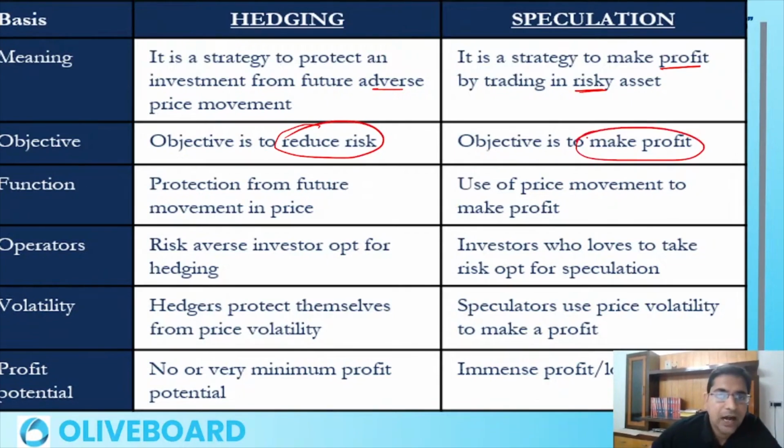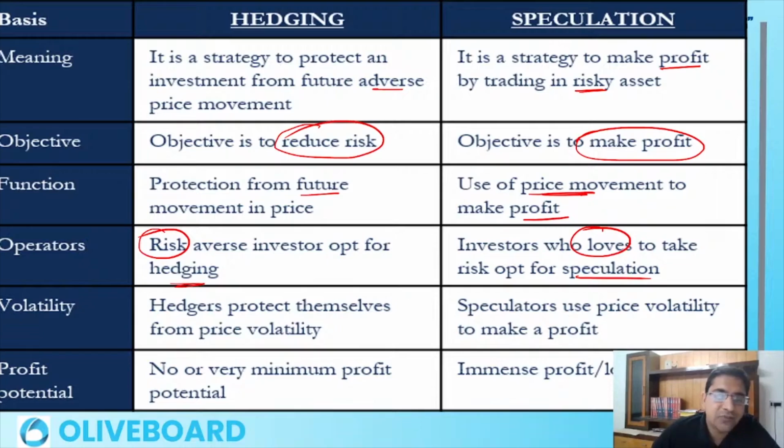How does this work? Hedging works as protection from future price movement. We have to make sure that if too much price fluctuation is happening, we should come into a contract beforehand. In speculation, they utilize this price movement for their profit. How do they operate? Risk averse investors opt for hedging if they want to reduce the risk, and the people who love risk go for speculation.